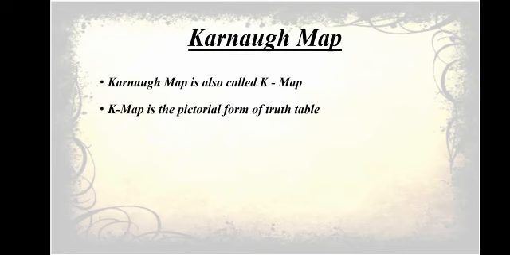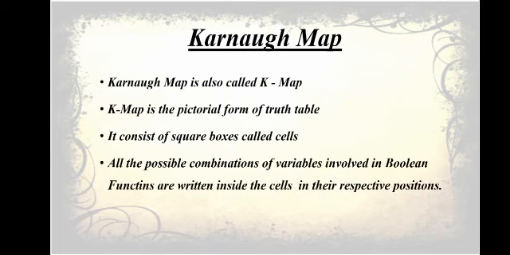Today we are going to study about K-map, Karnaugh map. What is K-map? Karnaugh map is also called K-map. K-map is the pictorial form of a truth table. It consists of square boxes called cells depending on the number of inputs. All the possible combinations of the variables involved in Boolean functions are written inside the cells in their respective positions.